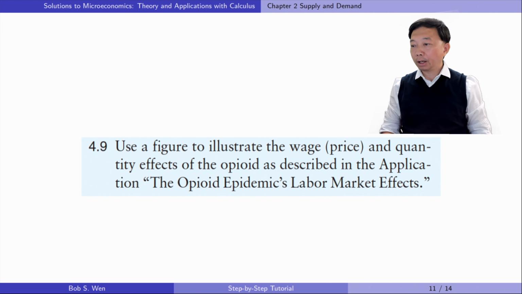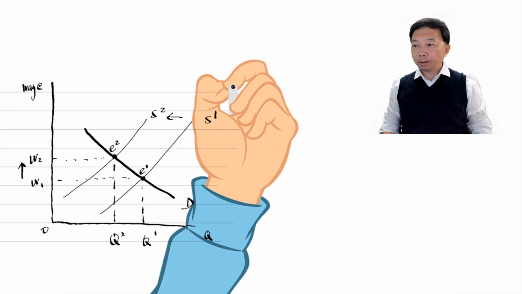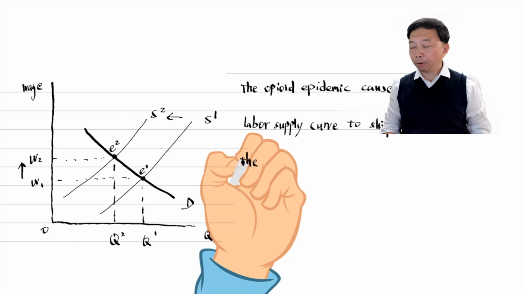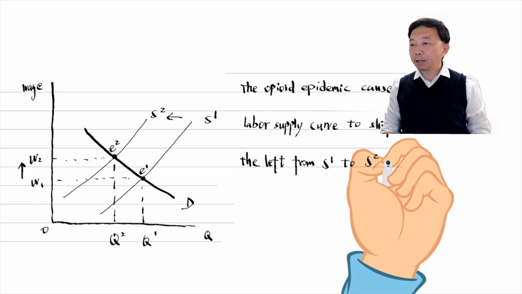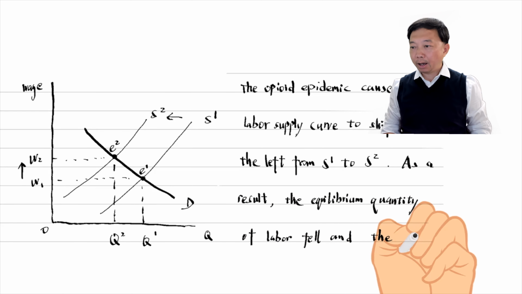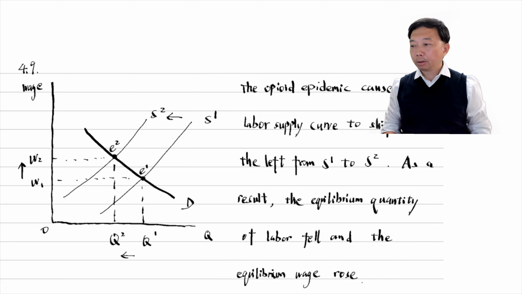Let's do exercise 4.9. Use a figure to illustrate the wage and quantity effects of the opioid epidemic as described in the application, the opioid epidemic's labor market effects. Here is the supply and demand diagram. The opioid epidemic caused the labor supply curve to shift to the left from S1 to S2. Suppose the labor demand is unchanged. As a result, the equilibrium quantity of labor fell from Q1 to Q2, and the equilibrium wage rose from W1 to W2.